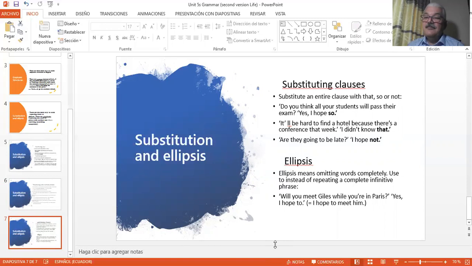The ellipsis means omitting words completely, that is, some part of the sentence. We use these ellipses to avoid repetition of, let's say, a part of a sentence. For instance, when you say, "Will you meet Giles while you're in Paris?" The answer could be, "Yes, I hope to." "I hope to" means I hope to meet him, okay? So these are the new grammatical structures we have for this unit.